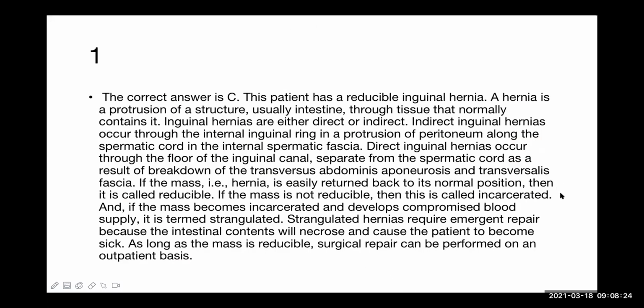Now, sometimes your teacher will ask this question to you: what are the differences between direct inguinal hernia and indirect inguinal hernia? Okay, so let's talk a little bit about that. Direct inguinal hernias occur through the Hesselbach triangle. Now, Hesselbach triangle is present on the medial side. Okay, now what are the boundaries of Hesselbach triangle?